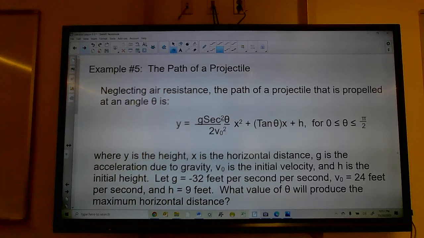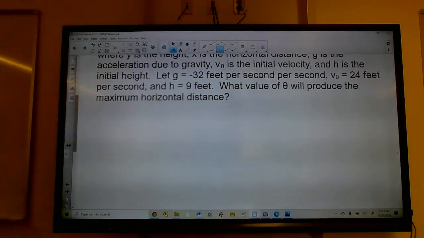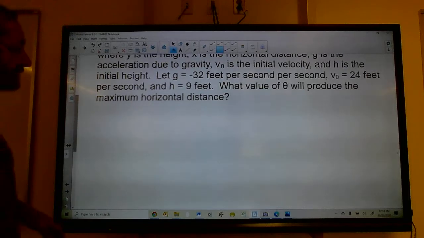The path of a projectile. I'm going to let you take a look at this kind of on your own. We're not going to do this today because I've already thrown a lot at you.